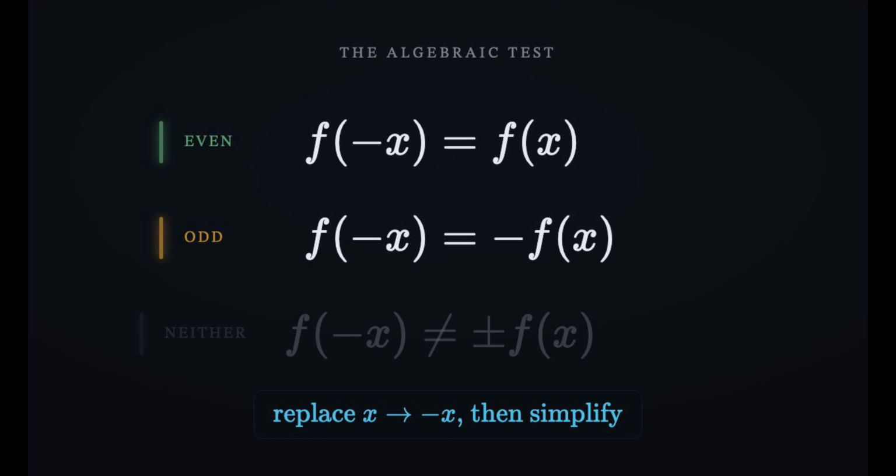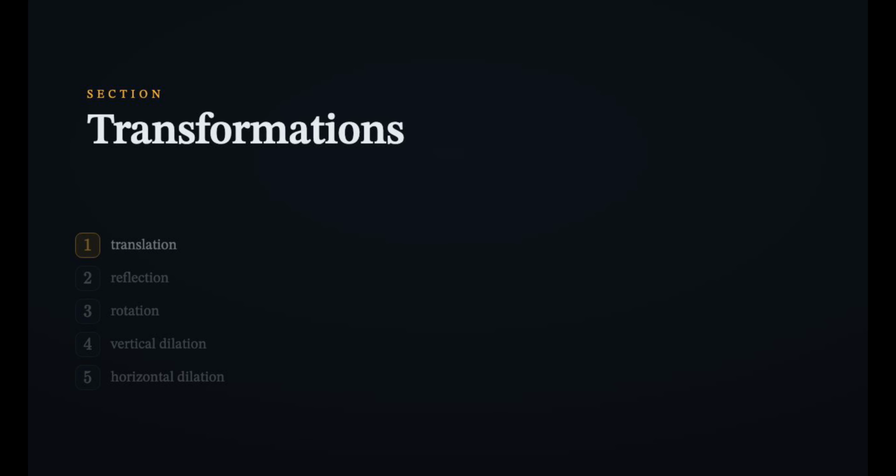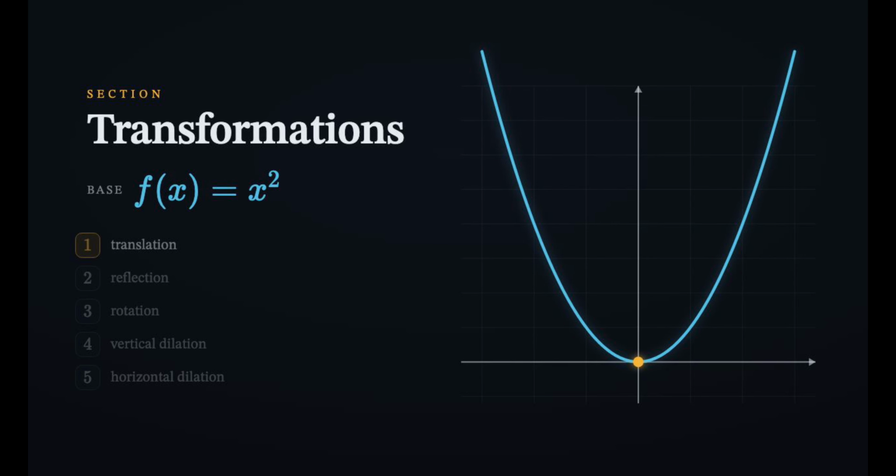Algebraically, a function is neither if f of minus x is not equal to f of x or minus f of x. Now let's learn about transformations. We'll use the function f of x equals x squared as an example as we go. The Maths Advanced syllabus has 5 types of transformations.